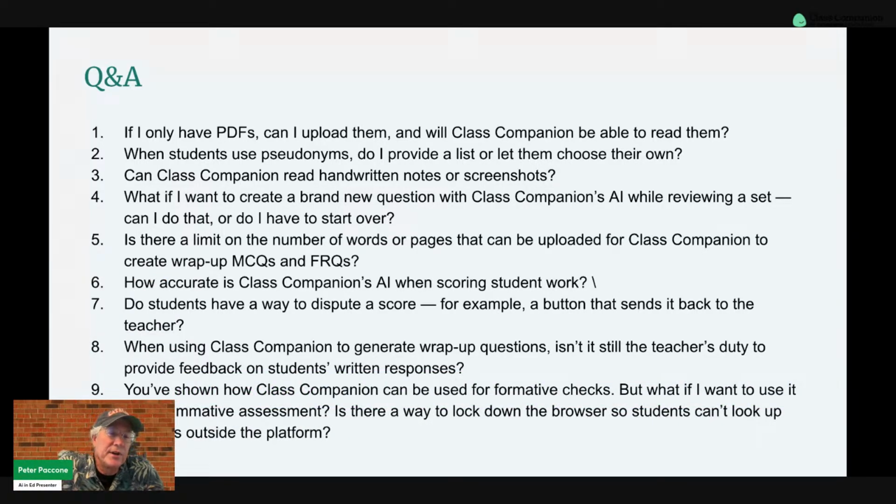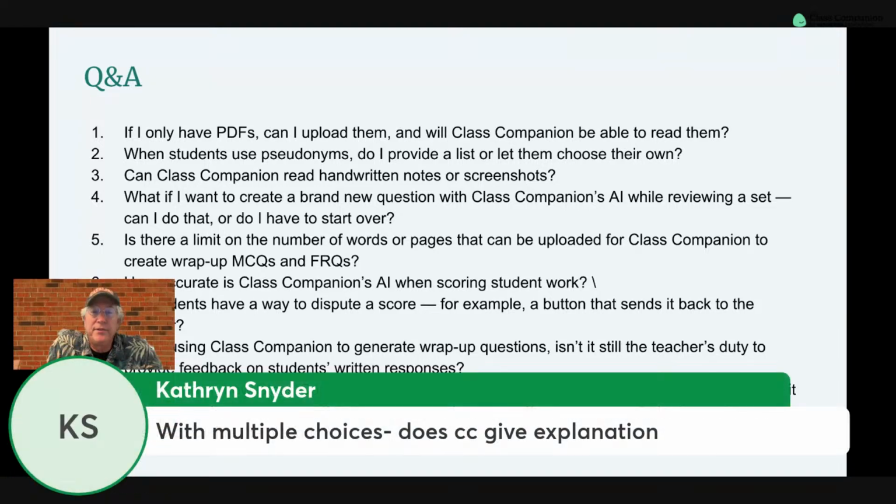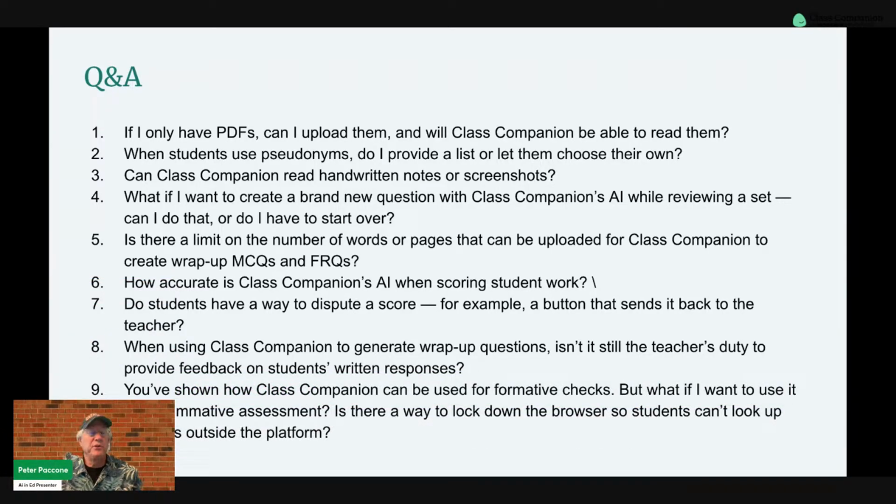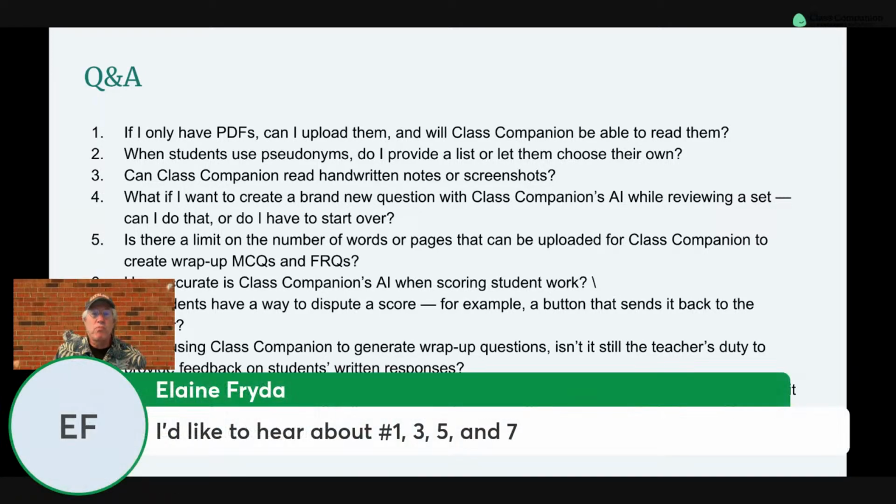Oh, let's see. I just saw it. Can we pop that back in again, Catherine? Let's see. With multiple choice, does Class Companion work? Yes. Thank you. I see the question. Yes, it does. I can demo that for you, but it most definitely does. If you get the wrong answer, or if you get the right answer, better yet, Class Companion allows you to control the number of attempts that you want the student to have before the explanation is offered. And you can control that with both the MCQs and with the SAQs.